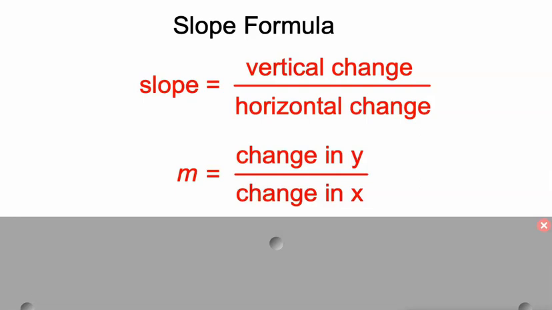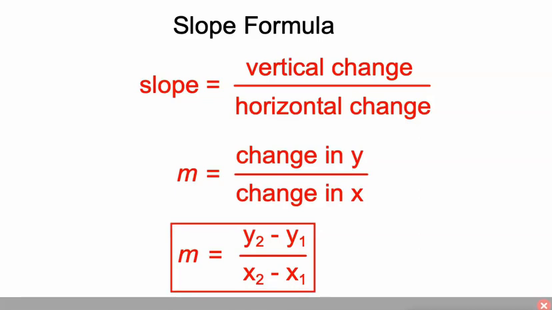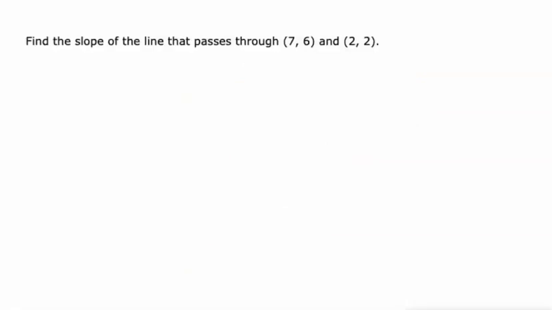So how do you find the change in y? How do you find the change in x? By subtracting a couple of y values. That would be the change in y. Change means subtract. And subtracting a couple of x values, that would be your horizontal change. So change in y over change in x: y sub 2 minus y sub 1 over x sub 2 minus x sub 1. That is the slope formula. All right, so let's use it here.